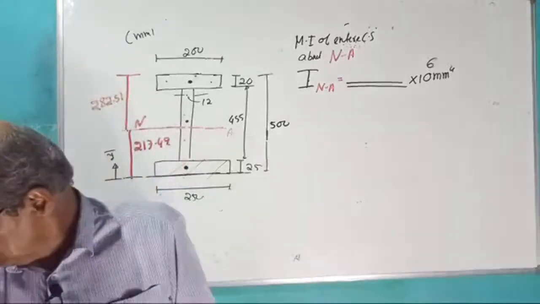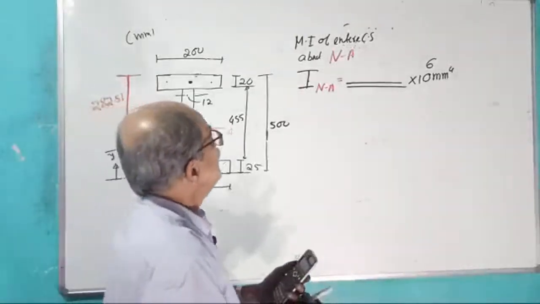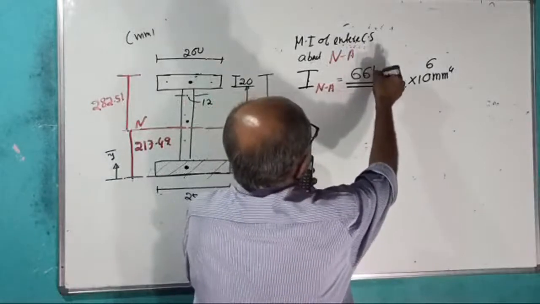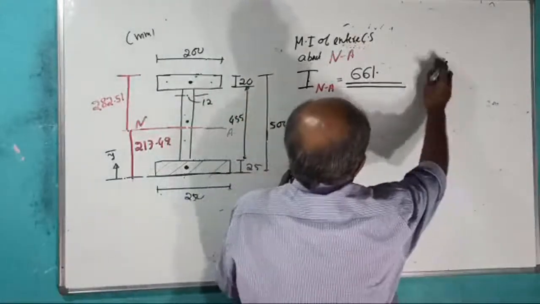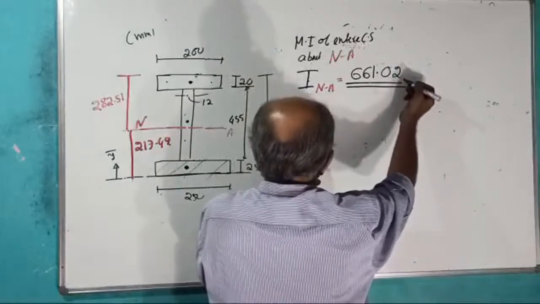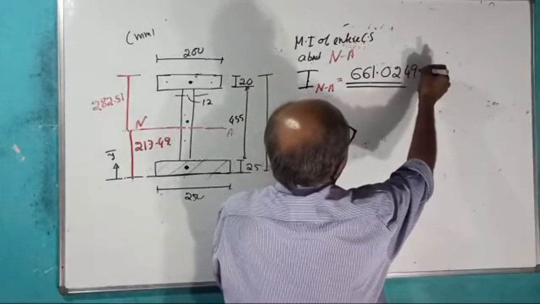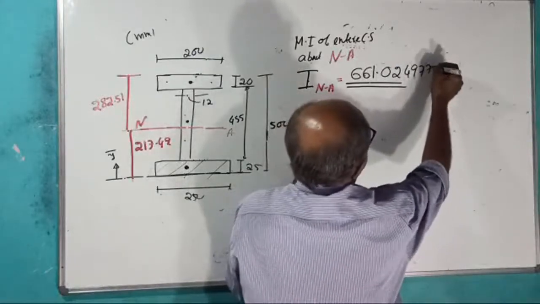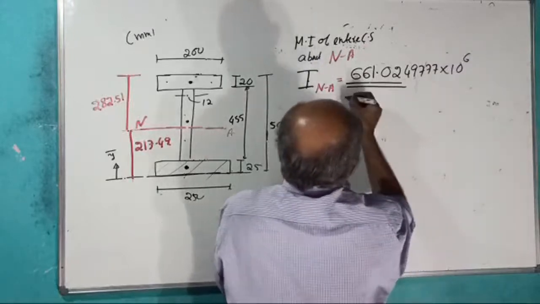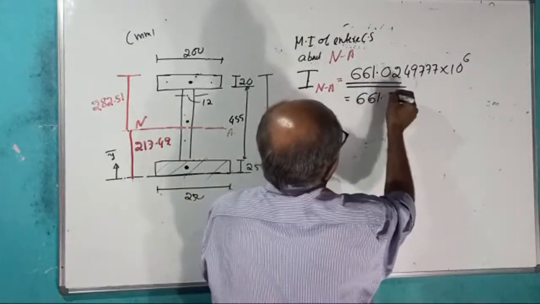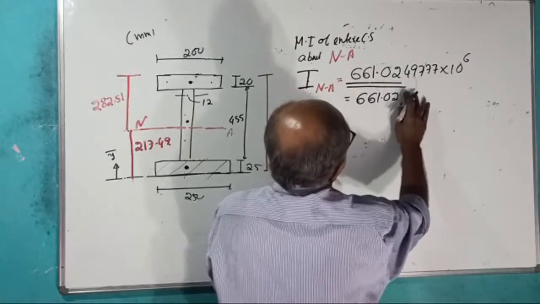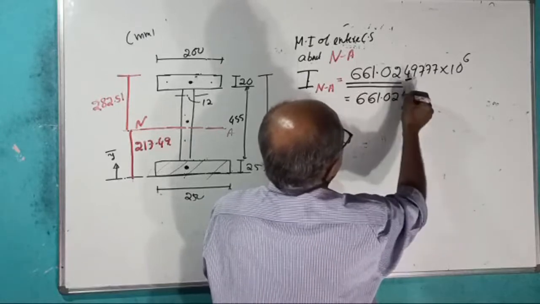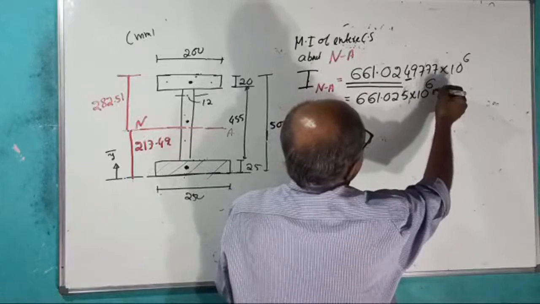I got moment of inertia 661. I wanted more accuracy, so actually 4.9777 × 10 to the power 6, or I can tell approximately 661.02. Okay, such a small number is okay. 0.025 × 10 to the power 6 millimeter to the power 4.